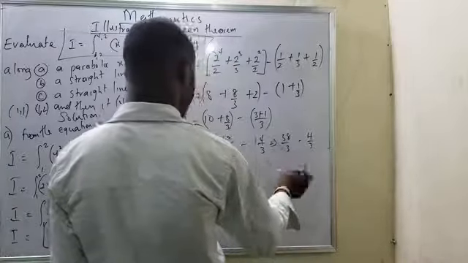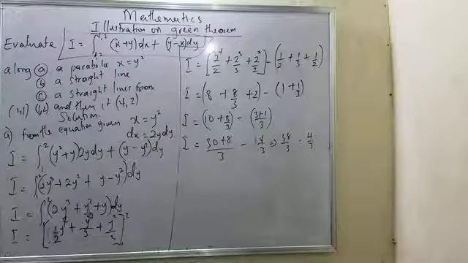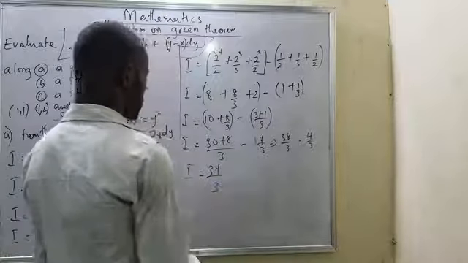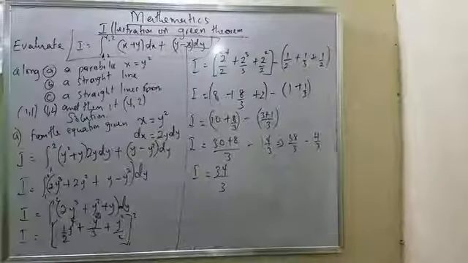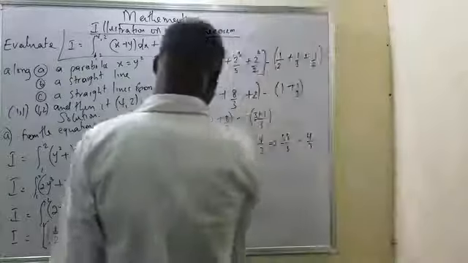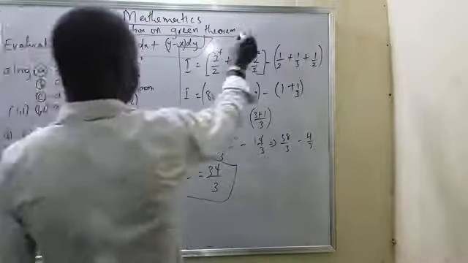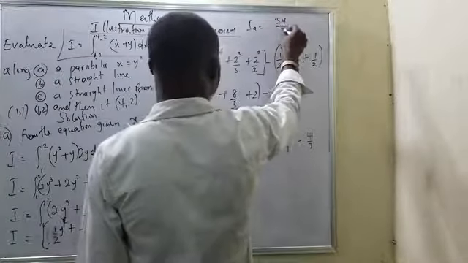Now, 38 all over 3. Now I'll be having 34. My I equals 34 all over 3. That is my I. Okay, now at this point, this is my answer to 1. That is my answer. IA equals 34 all over 3.